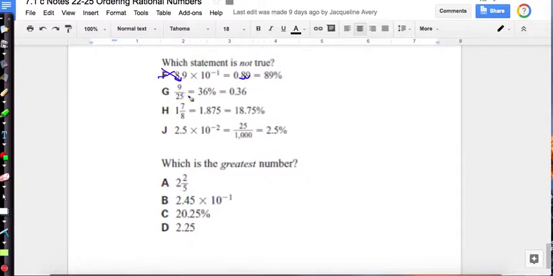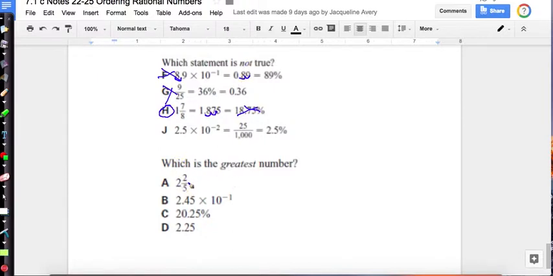9/25, it's a friendly fraction. I multiply top and bottom by 4. I get 36 hundredths, which of course is 36%. Which of course is 0.36, so that one's good. 1 and 7/8 is 1.875. But watch what happens when I change it to a percent. 1, 2. It'd be 187.5%. Is that true? No, it's not 18.75%. So its correct answer is H, because it was looking for which statement is not true.